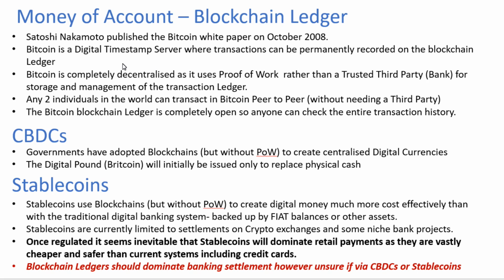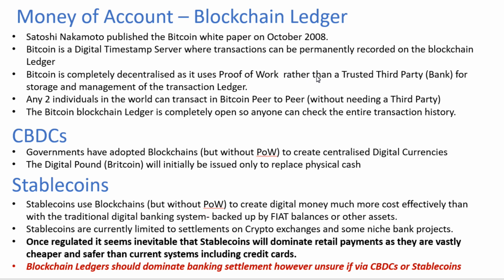In October 2008, Satoshi Nakamoto published the Bitcoin white paper. And it's a digital timestamp server where transactions are permanently recorded on the blockchain ledger. So once each new block is mined on the Bitcoin blockchain ledger, that's a permanent record. No one can ever alter it. And so that obviously makes it extremely useful money ledger, because you don't have to rely on any trusted third party. Anyone can go and verify whether or not that transaction took place after the fact.